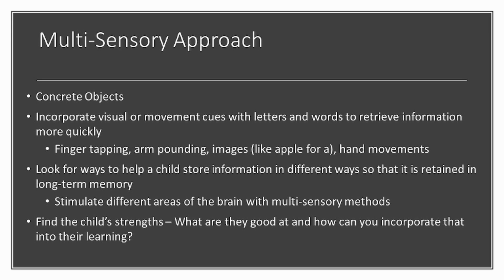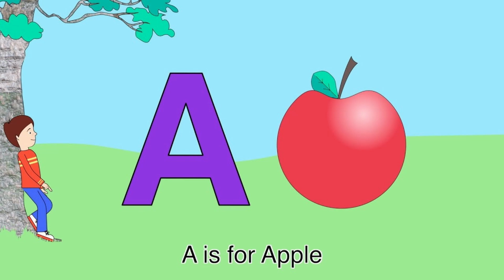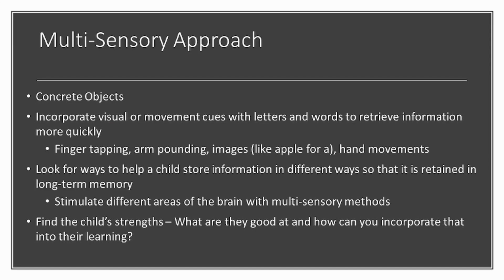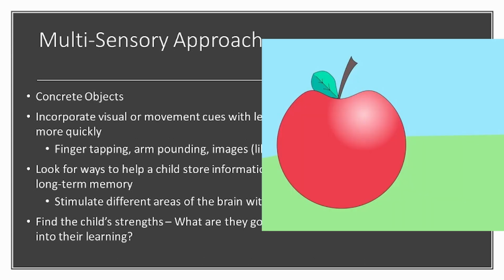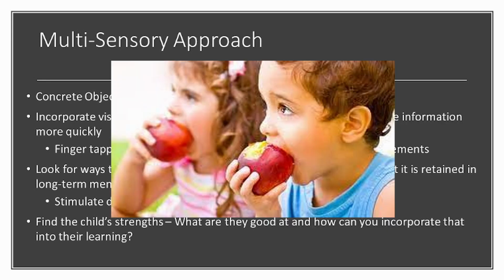You can also do arm pounding for learning to spell words. You could associate images with letters, like using the picture of an apple for the sound for A, which is "ah." If the child is having a hard time remembering that sound for A, show them the picture of the apple and see if they can figure out, oh yeah, that's "ah." Also, you can use hand movements. If the child is having trouble learning the sound for A, use the hand movement of eating an apple to help the child remember, oh yeah, that's "ah."